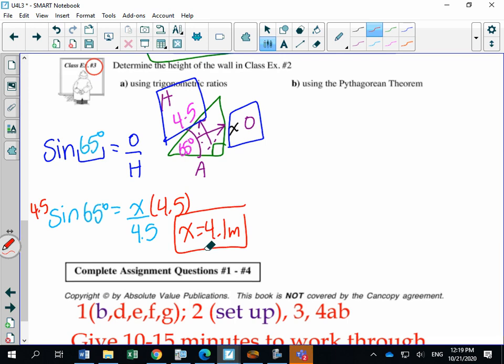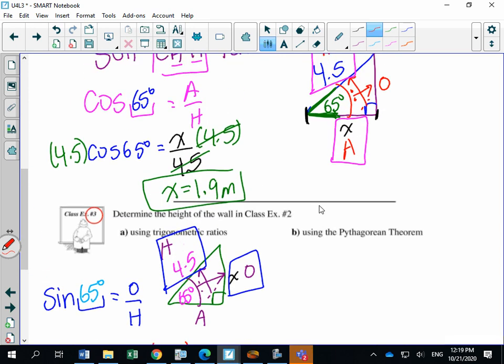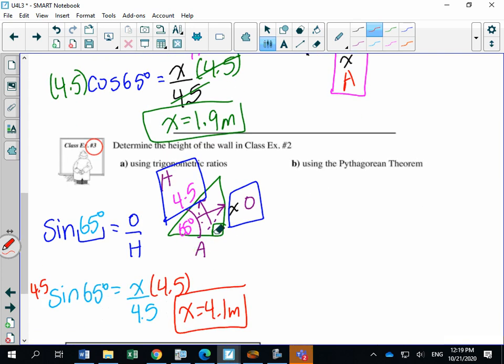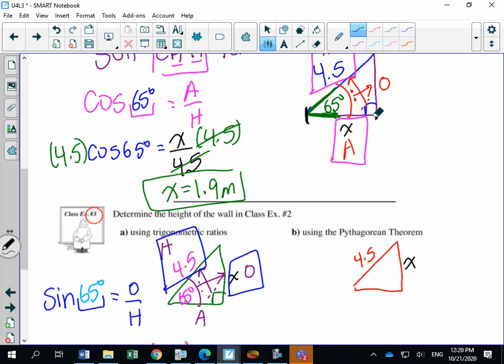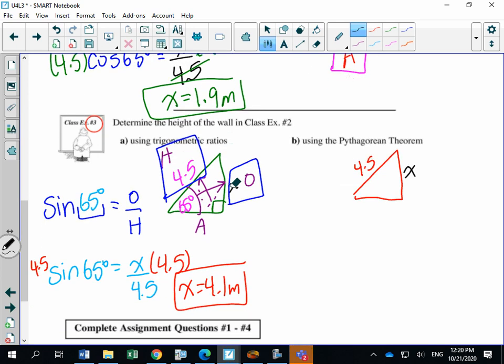Now what we're going to do is this last one, and we're going to find the height of the wall using Pythagorean theorem. So what I want you to do, let's draw our triangle once again. They said that the ladder was 4.5. They want the height of the wall. And what we have to assume is, what was this side that we calculated, right? So this side was 1.9.